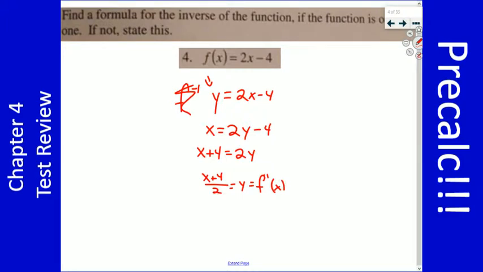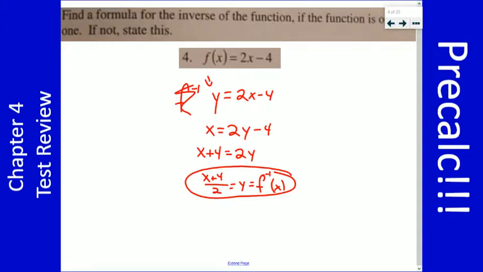Or f inverse of x. You should be able to see the negative 1 up there. So f inverse of x. So there is our function. Okay? So that is our formula for the inverse of that function.